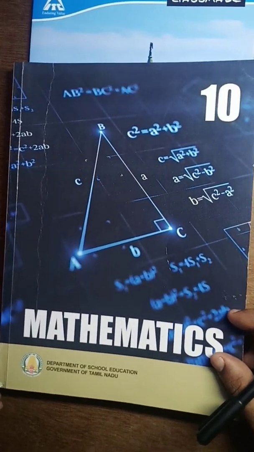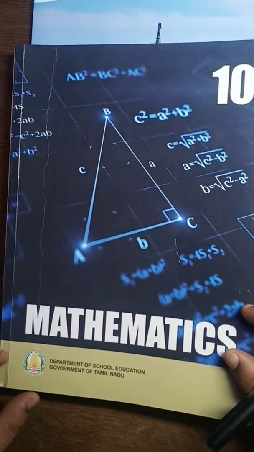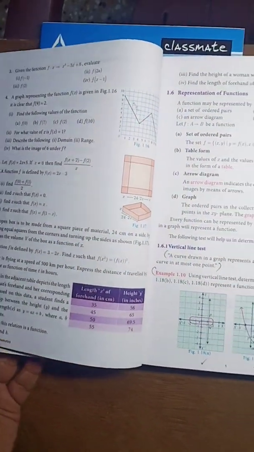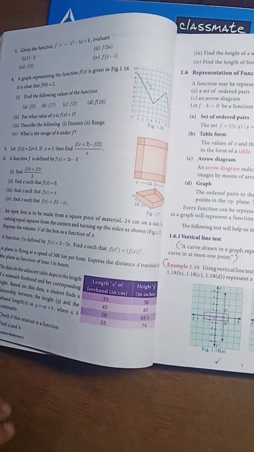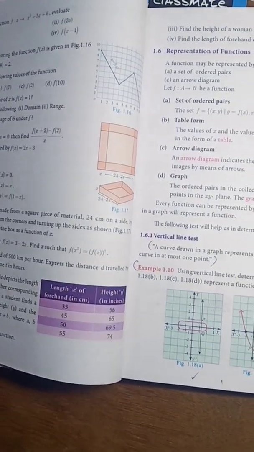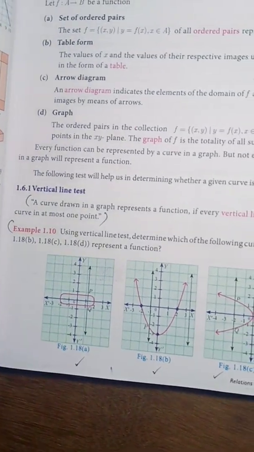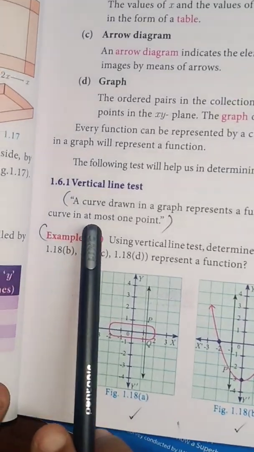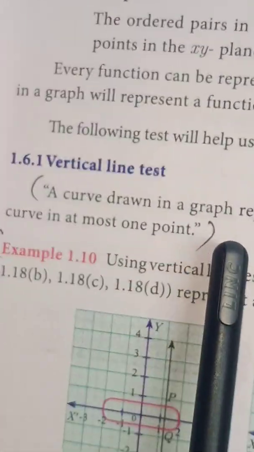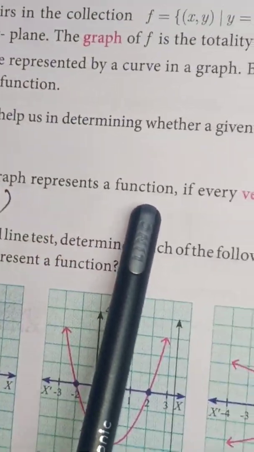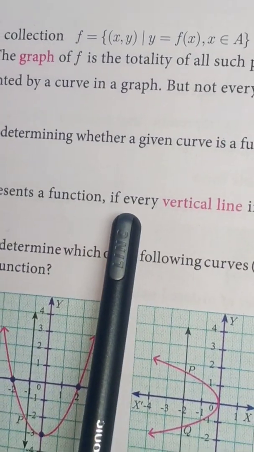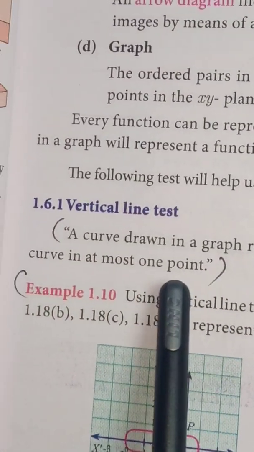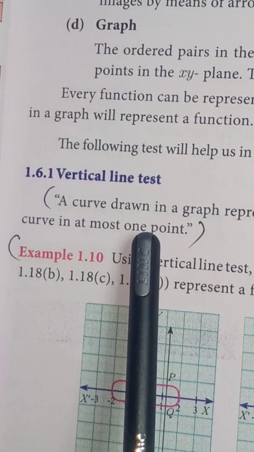Now, exercise 1.4. Before doing exercise 1.4, you must know the concepts of the vertical line test, different types of functions, and the horizontal line test. Now, you start with the vertical line test. Listen carefully. A curve drawn in a graph represents a function if every vertical line intersects the curve in at most one point, that means exactly one point.